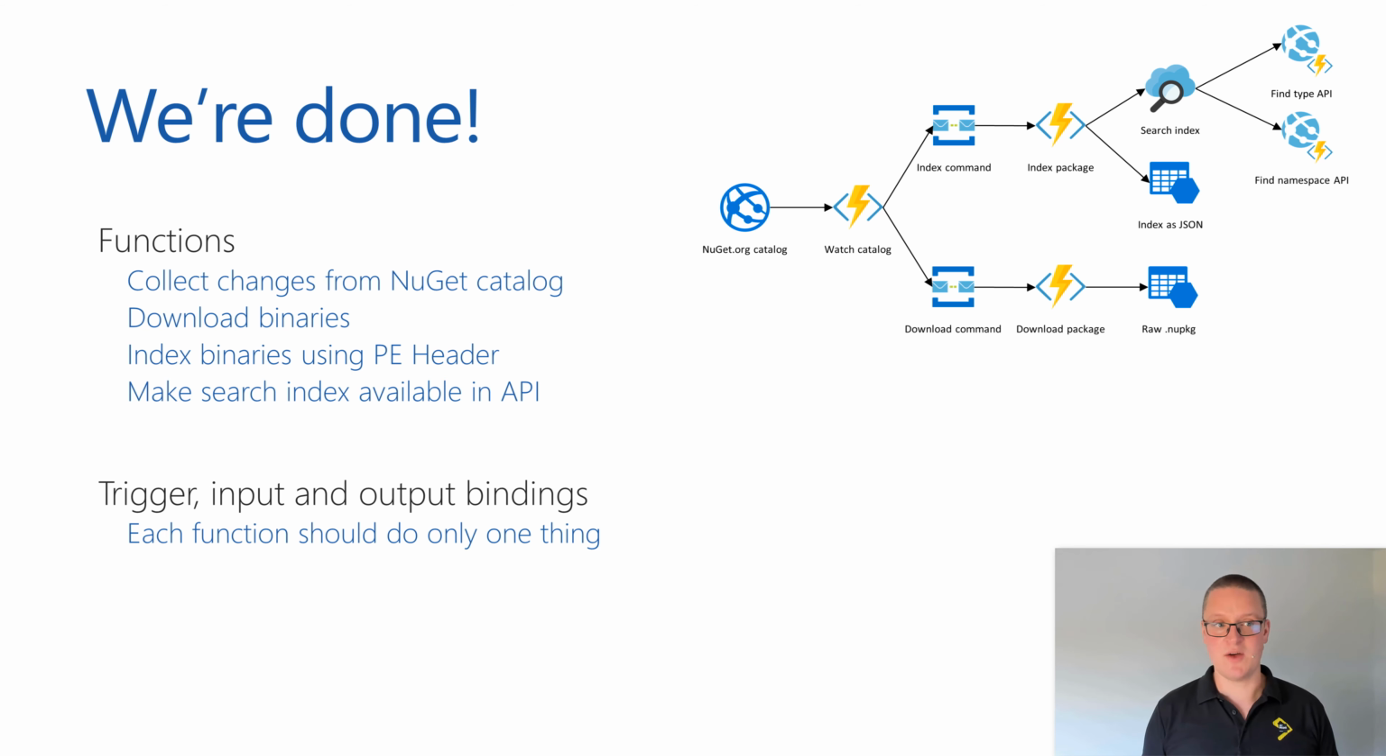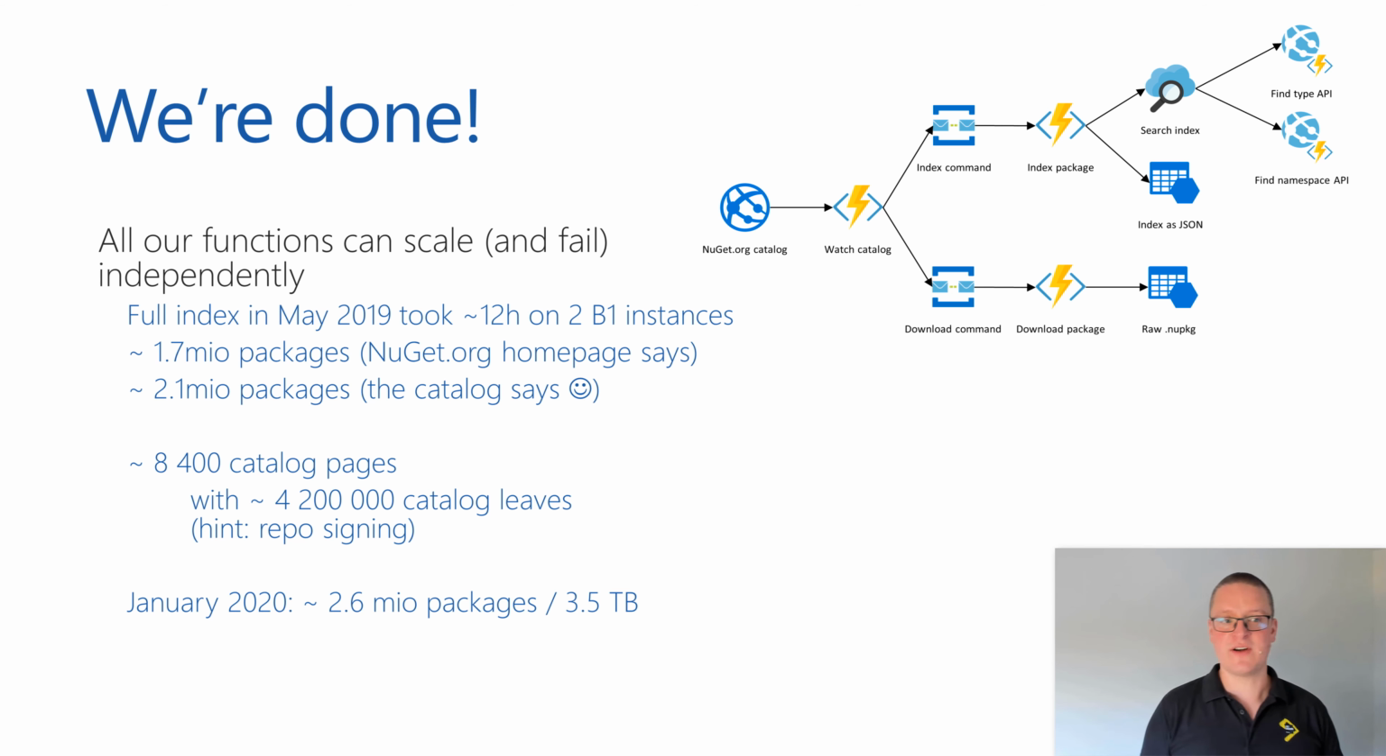Remember, we created a trigger binding. There's also input and output bindings that you can use to simplify your functions and have your function do only one thing instead of having to do all of the boilerplate code as well. All of our functions can scale and fail independently. So for example, if the catalog watcher fails, the API still works. If the API fails, the catalog watcher still works, etc., etc.